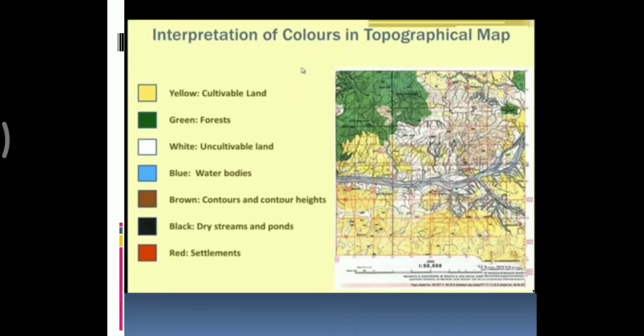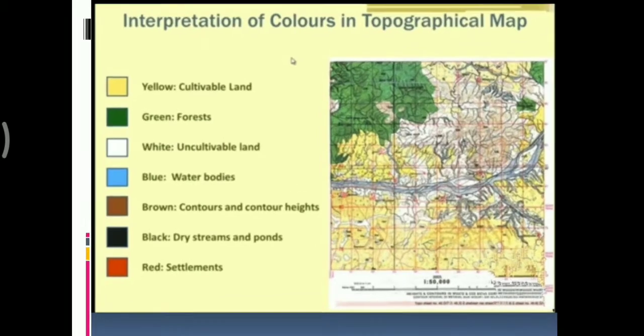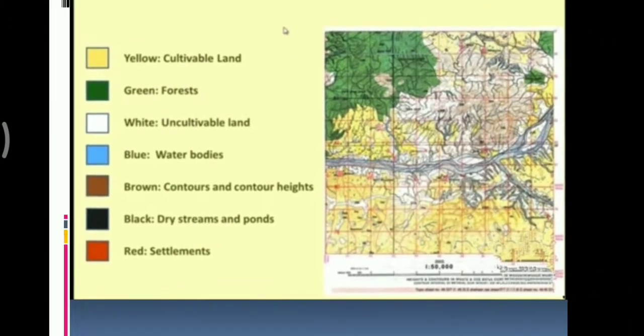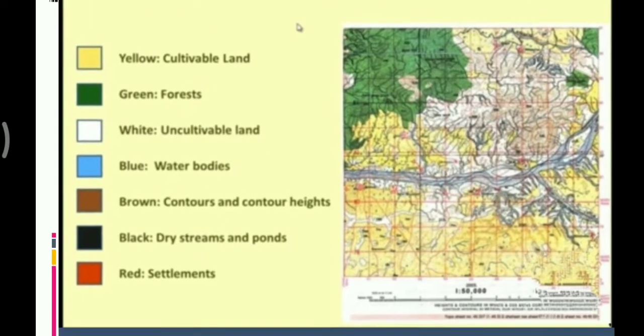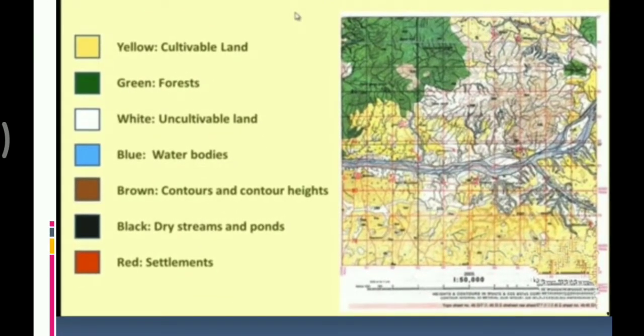Hello, dear students. We are going to discuss today interpretation of colors in topographical maps. Like you saw in this slide, yellow color is for cultivable lands, and green color for forest region. White color in this topographical sheet is uncultivable land, and blue color is for water bodies.